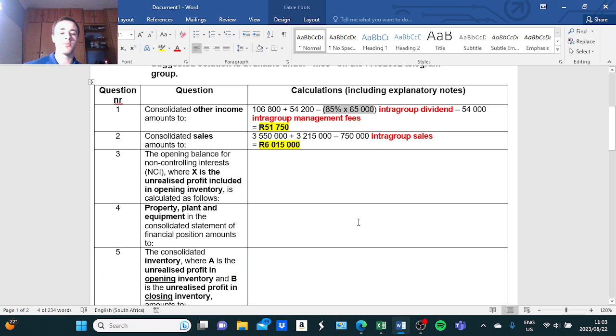Okay, so let us move on to question 3, which states that the opening balance, and it is very important to take note that it is the opening balance for non-controlling interests, or NCI, where X is the unrealized profit included in opening inventory, is calculated as follows. Now, in order for us to calculate the opening balance for NCI, so the balance as at the 1st of March 2021, because the 1st of March 2021 is the beginning of the current financial year.